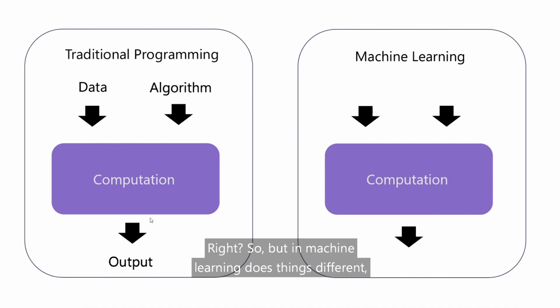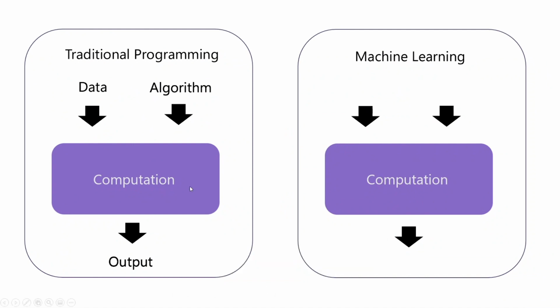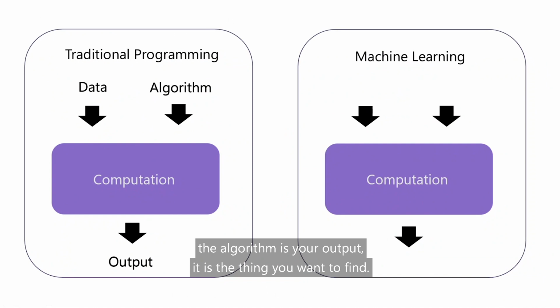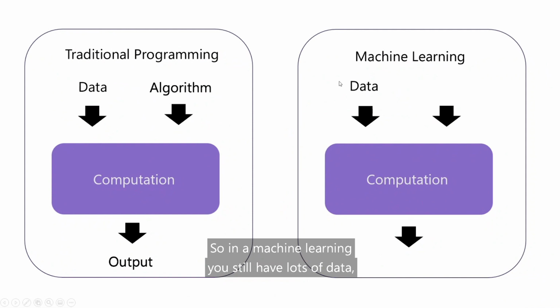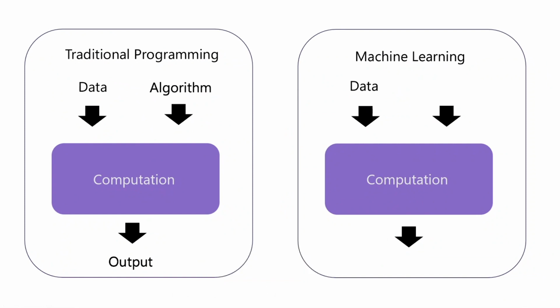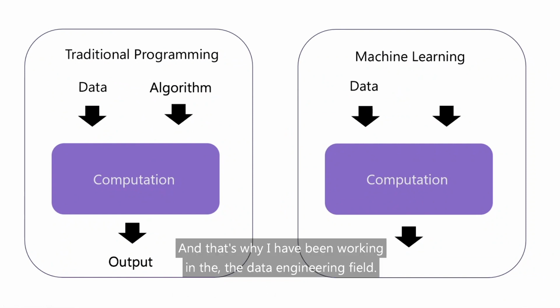But in machine learning, things are different. The algorithm is your output. It's the thing you want to find. In machine learning, you still have a lot of data, which is actually the biggest part of machine learning. And that's why I have been working in the data engineering field.